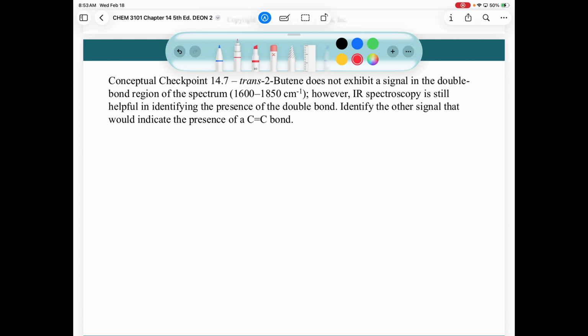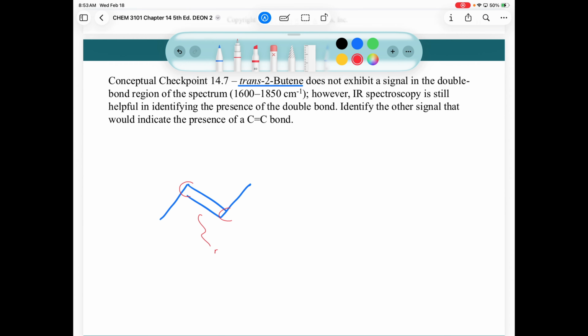Identify the other signal that would indicate the presence of a carbon-carbon double bond. So I'll draw the structure of trans-2-butene, which is this, okay? Now that molecule, there's symmetry in that molecule, isn't there? And so our carbon-carbon double bond is going to be completely nonpolar. Whatever little bit of dipoles there are in there, they cancel, right?